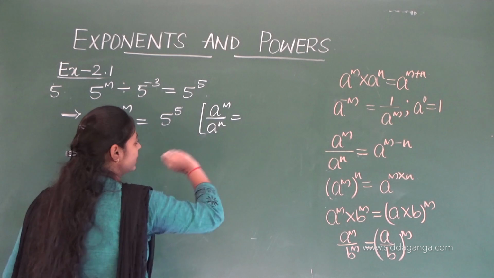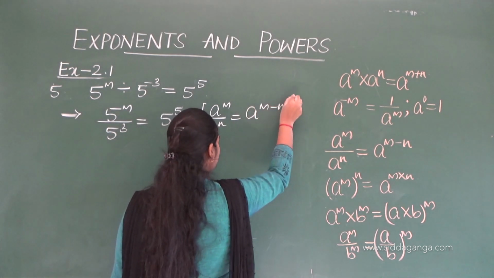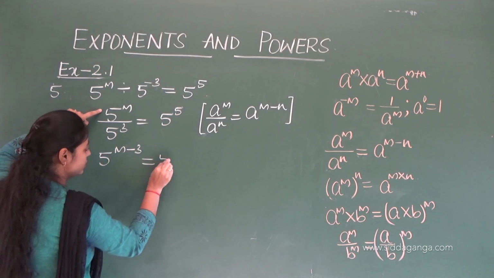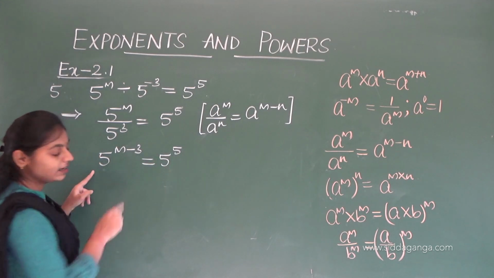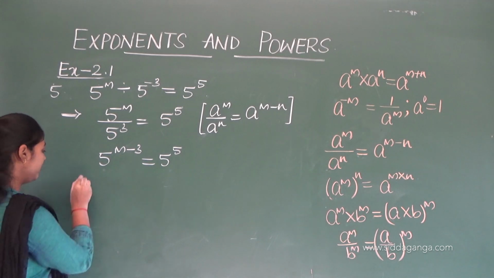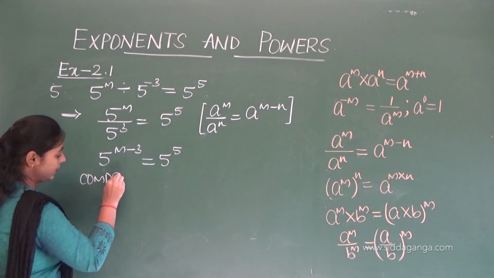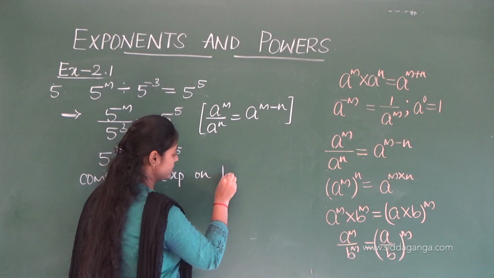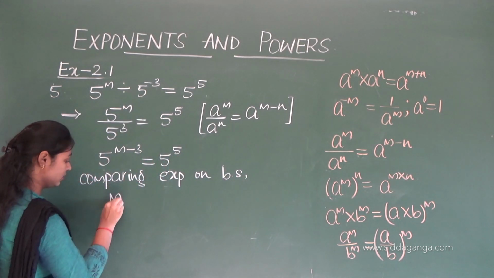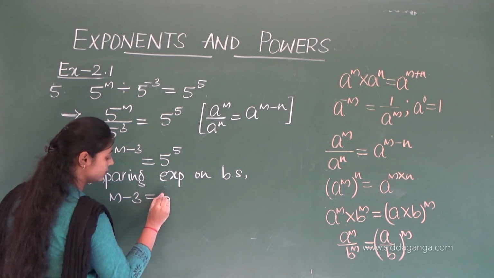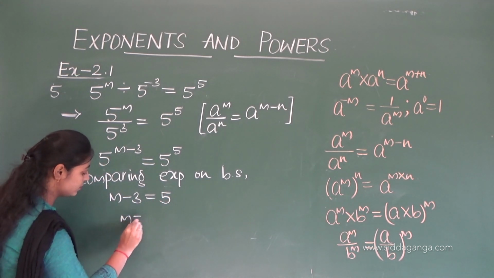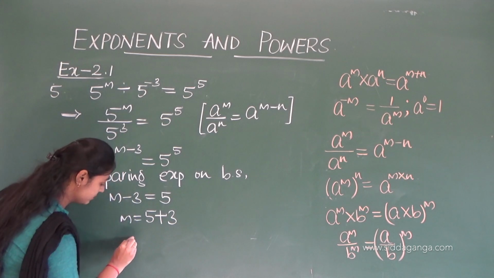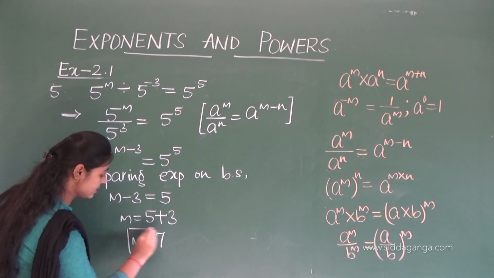In the division condition, a power m by a power n is equals to a to the power of m minus n, that is 5 to the power of m minus 3 is equals to 5 to the power of 5. On the left hand side and right hand side, the bases are equal. So comparing exponents on both sides, m minus 3 is equals to 5. So m is equals to, transferring minus 3 to the right hand side, 5 plus 3. So m is equals to 5 plus 3, which is 8.